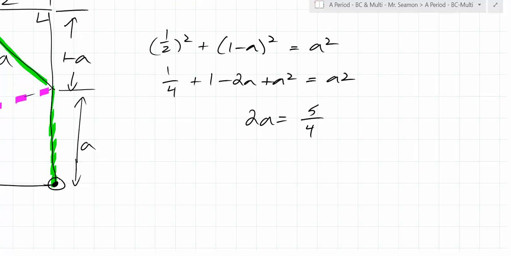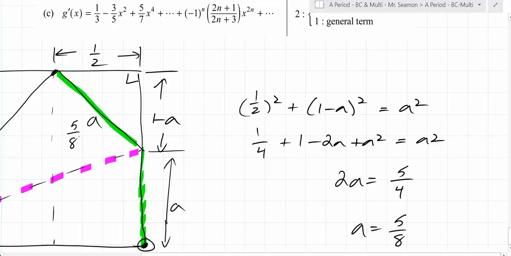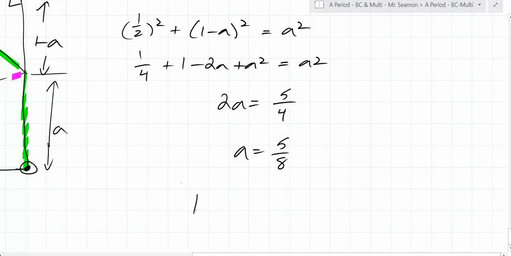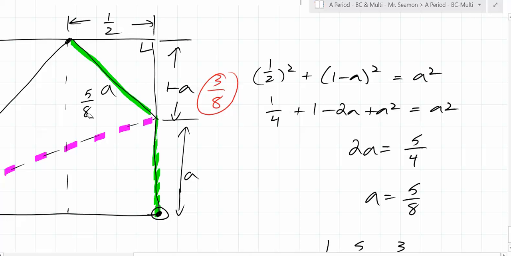Am I okay so far? Have I made any math mistakes? I don't think so. So what is A equal to? 5 over 8. You with me so far? So this is 5 over 8, correct? Well, we know that what's 1 minus 5 over 8? 3 over 8. So this is this length right here. So let me put this is 3 over 8, right? What's this one? 5 over 8, correct?